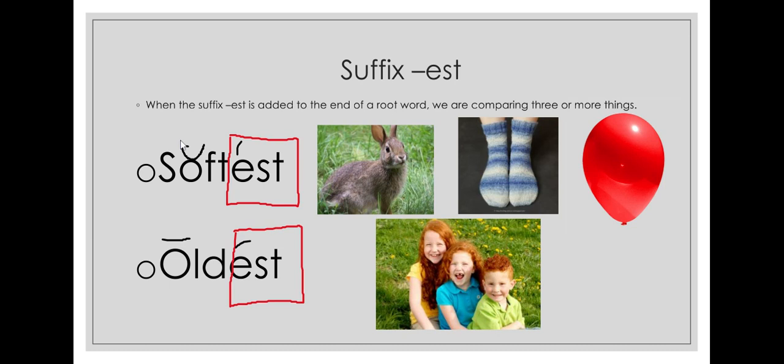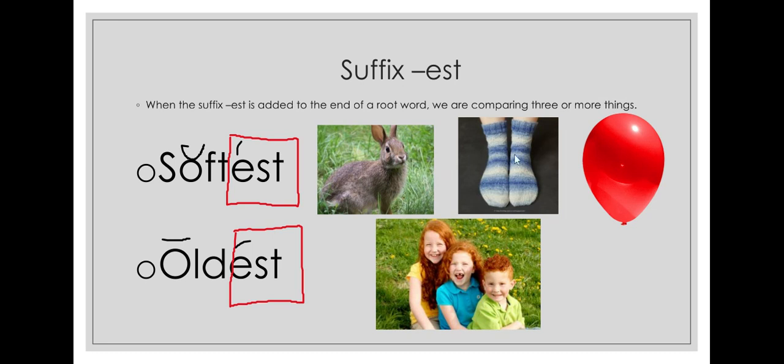So let's look at softest. Now first we've got to put a breve above our vowel because it makes the short sound. And then we put a box around the est suffix and put our accent mark because it's a vowel suffix, and so it adds another syllable: softest.